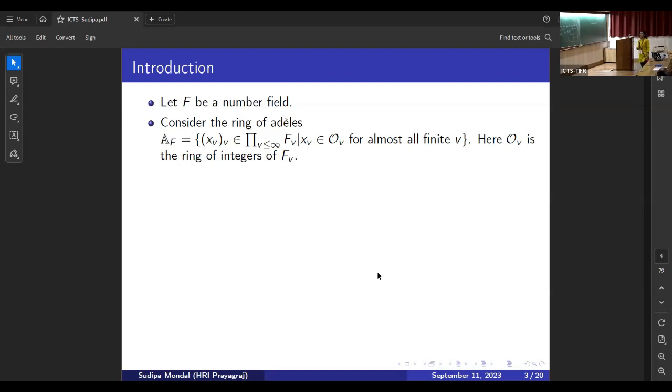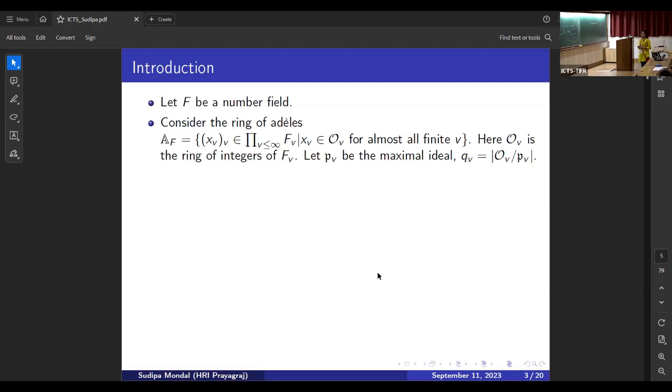So the elements of A_F are tuples x_v, such that each x_v is coming from F_v, where F_v is the completion of F at the prime or place v, such that x_v belongs to the ring of integers of F_v for almost all but finitely many finite primes v. Next, consider the maximal ideal of the ring of integers O_v, which is denoted by P_v, and q_v denotes the cardinality of the residue field.